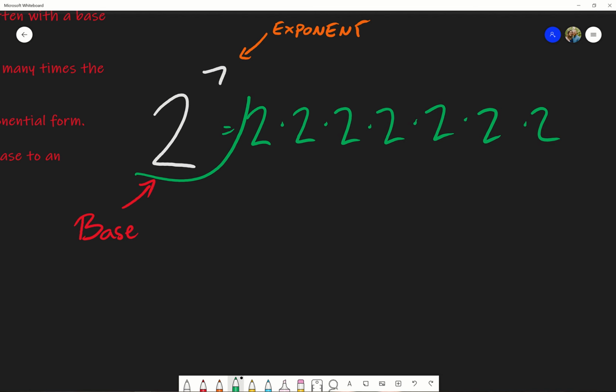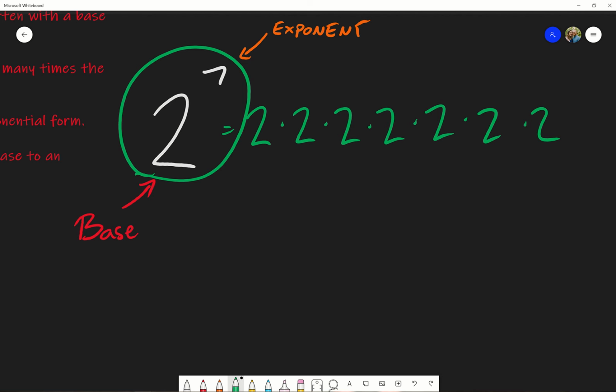This right here is called exponential form. That's when it's written as a base and an exponent. Sometimes it is called being written as a power. Okay, so this would be 2 to the power of 7 is how we say that phrase. 2 to the power of 7. We say base to the power of exponent.